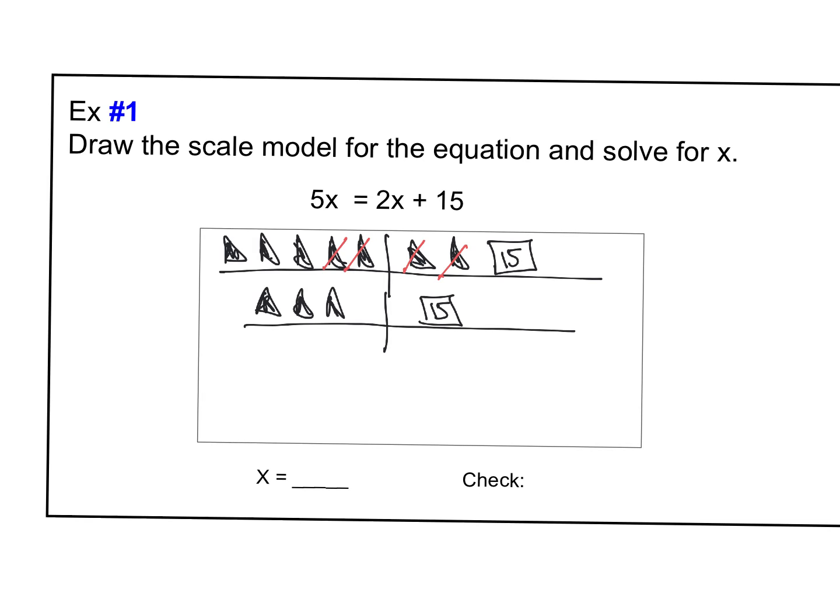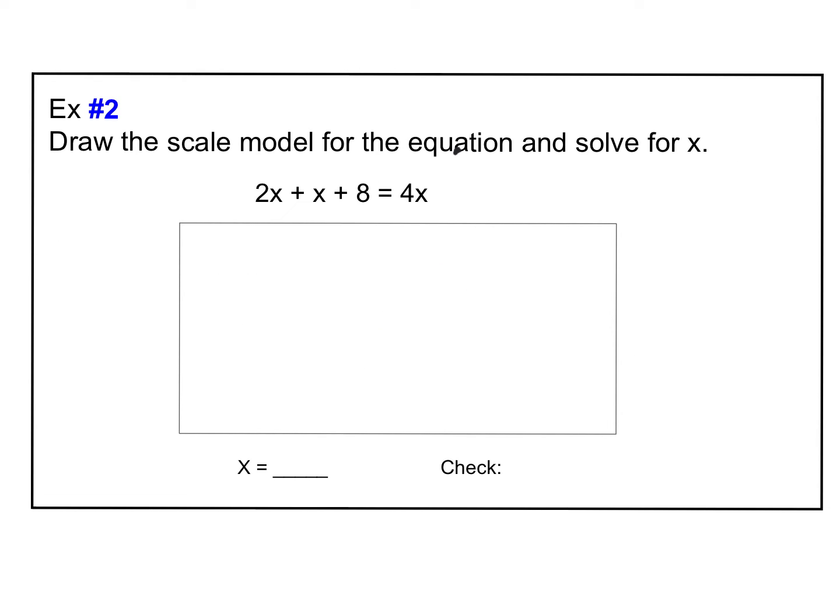Well, if 3 triangles have to equal 15, then I know that my triangle should equal 5. And for our check, I'm going to do 5 times 5 has to be the same as 2 times 5 plus 15. 25 is equal to 10 plus 15. And 25 is equal to 25, so it checks. So our x is equal to 5. All right, so now I'm going to want you to pause the video and go ahead and try this next one on your own.